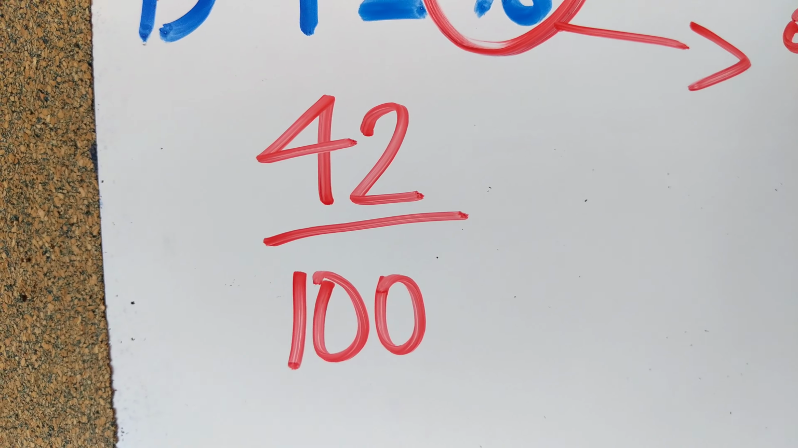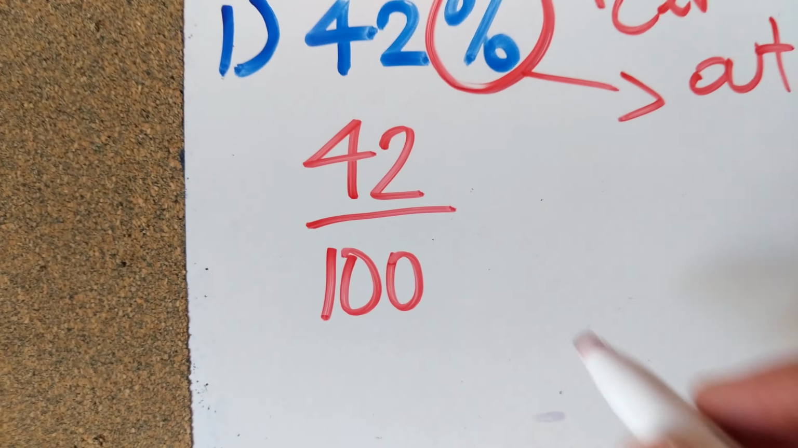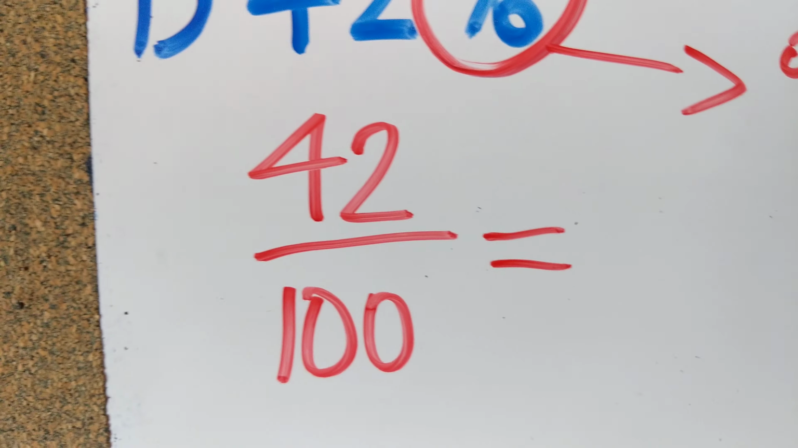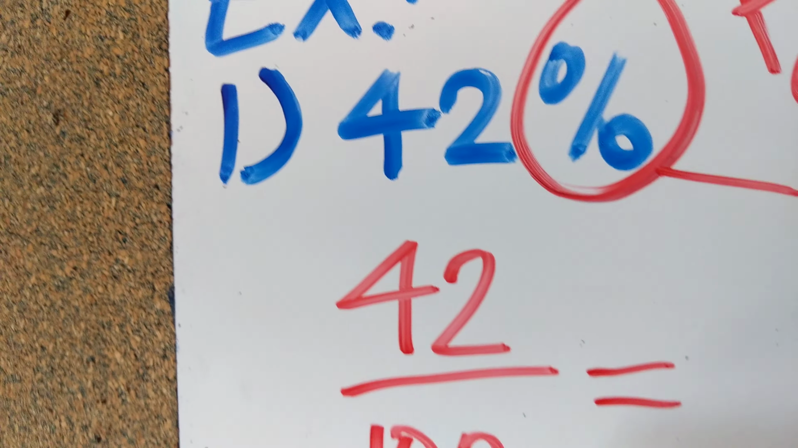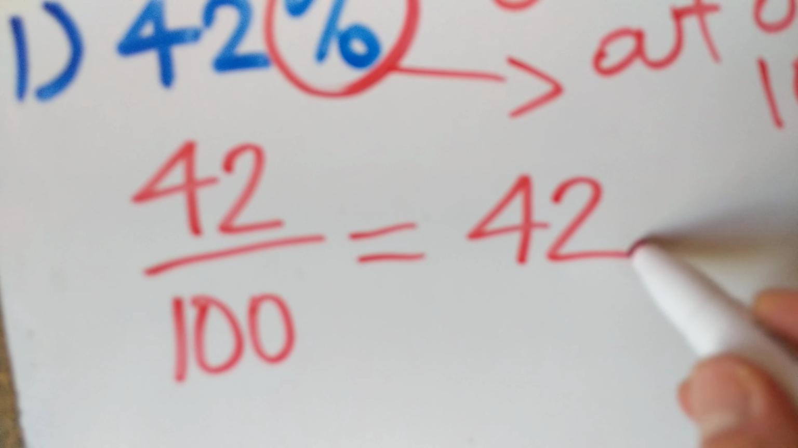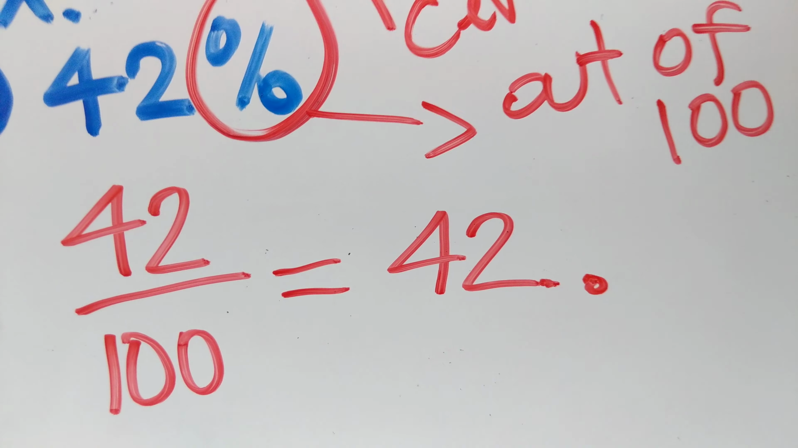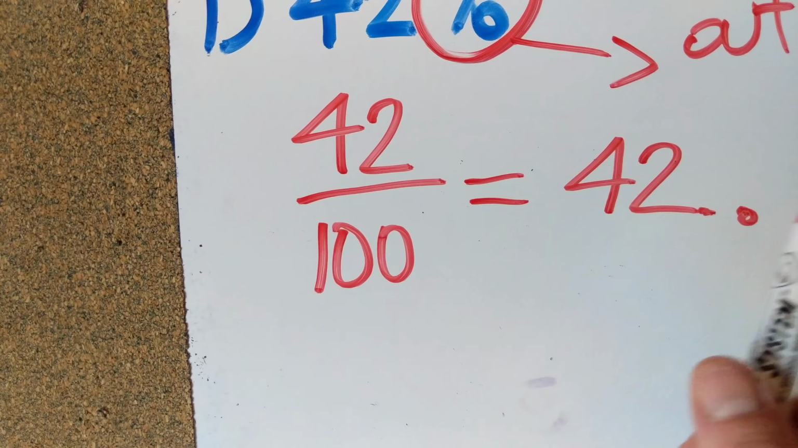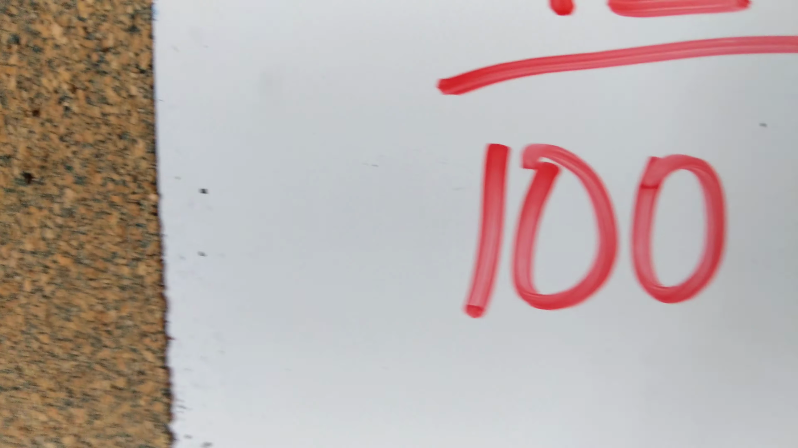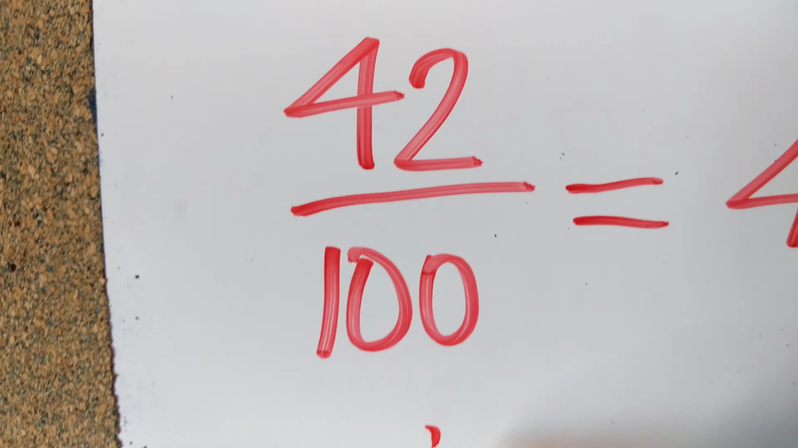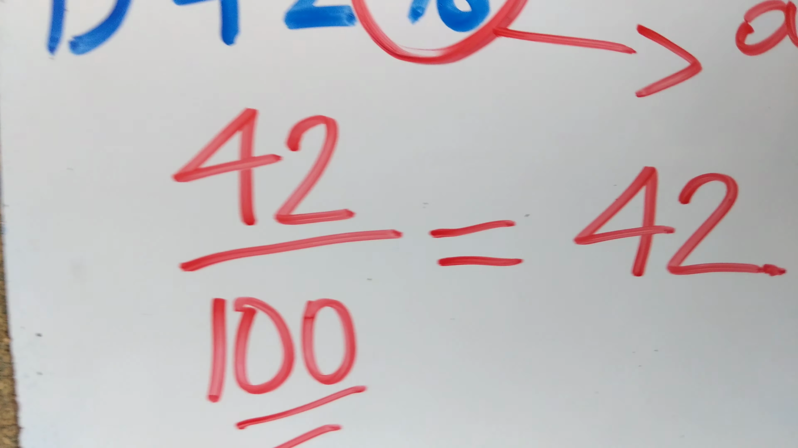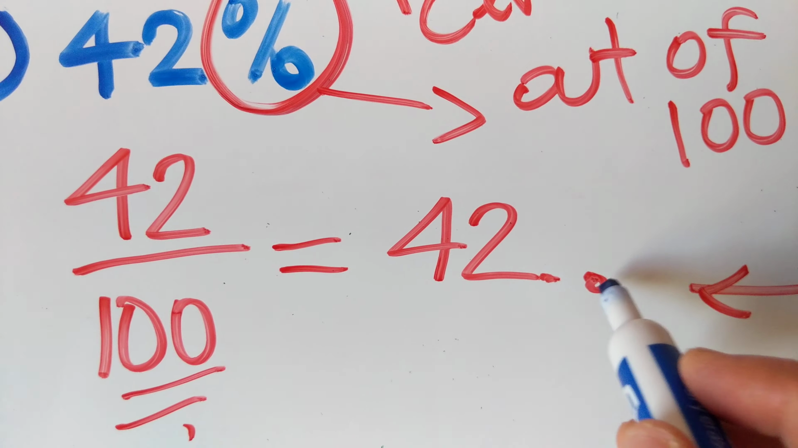If we wanted to transform it into a decimal, then there is a trick. 42 over 100. All we have to do is copy the number 42, put the decimal point at the end, right there, and now we gotta move in this direction as many zeros as we have in the denominator. So we have 2 zeros in the denominator. Therefore, we're gonna move this decimal point twice.